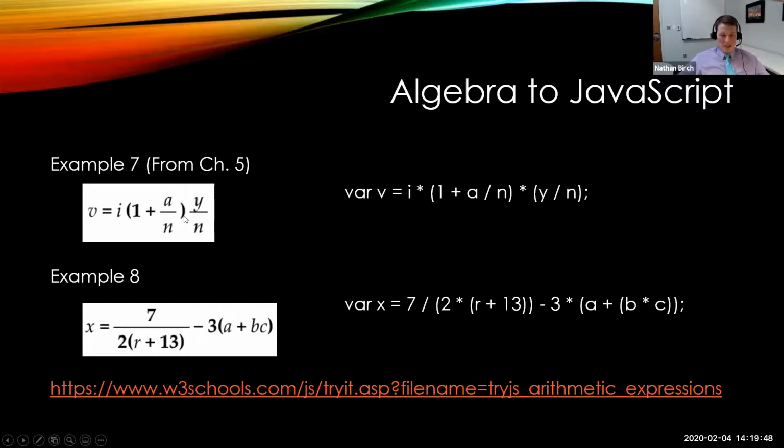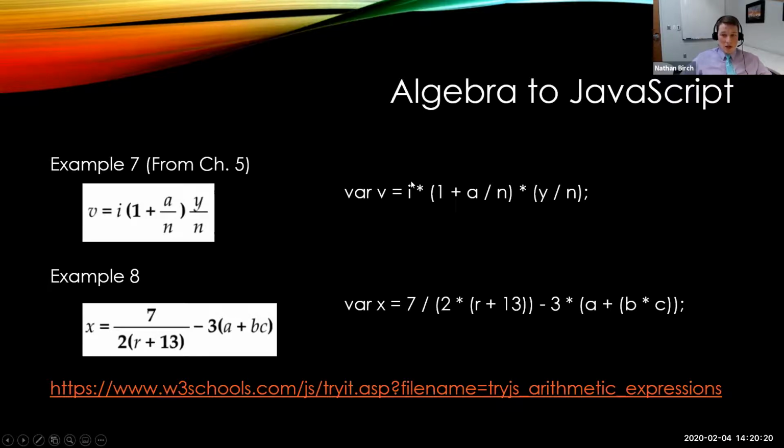But so let's look at this first example. I have v equals I times 1 plus a over n times y over n. Okay. Now in JavaScript, I can't just put a value right up against parentheses. Okay. In algebra, I know that I have to multiply I times everything inside of these parentheses. In JavaScript, that would give me a big old error. It wouldn't even work. Okay, because in JavaScript, I have to put this little multiplication symbol, this asterisk.